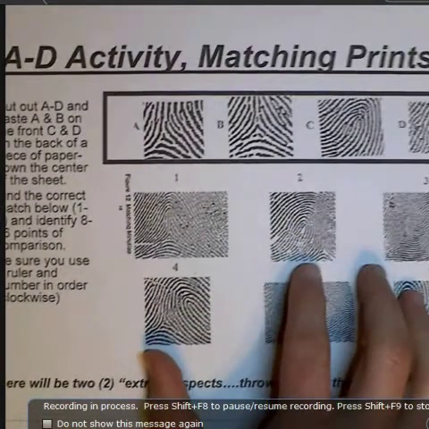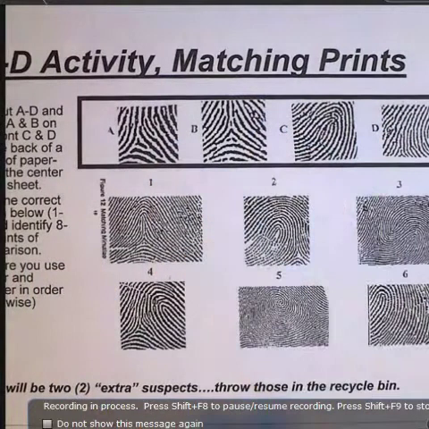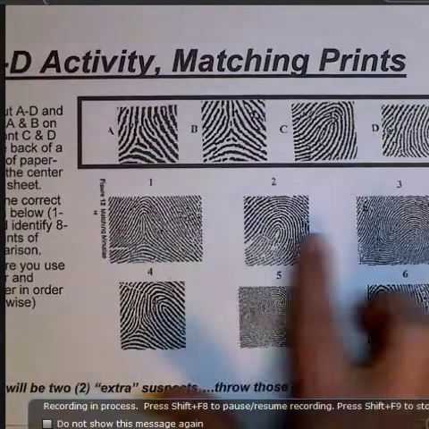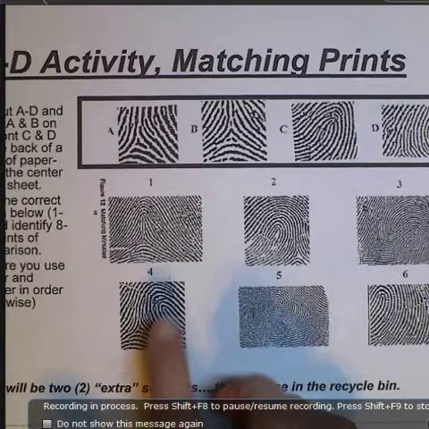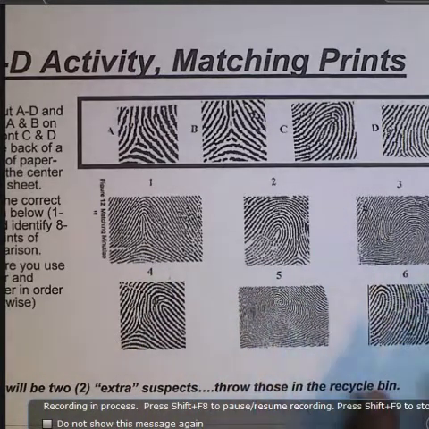You're going to take these four, the A through D, and you're going to match them to one of these six. And then whichever two don't match, you can get rid of those ones. So that shouldn't be anything new. Then once you get that done, you get your choice of activity on what you want to work on.